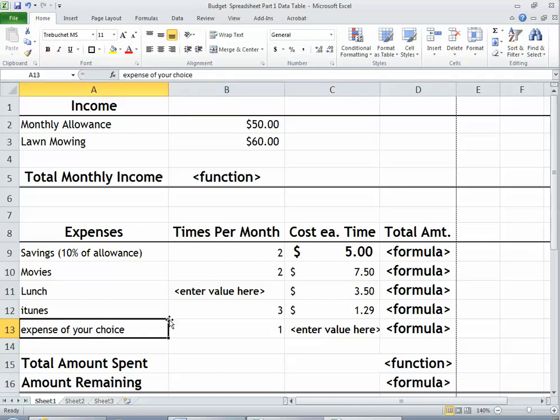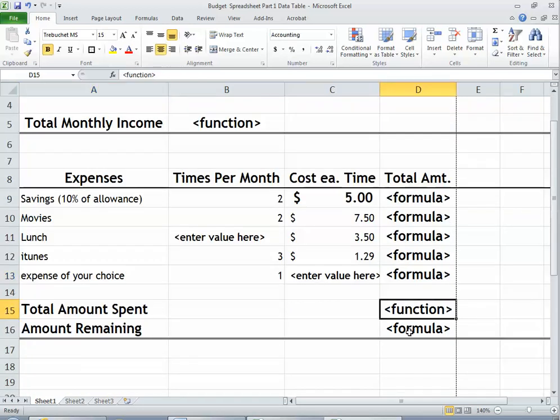You need to come up with something else you would spend money on per month, whatever your particular hobby happens to be. And then you start coming down here, and like total amount spent, that's just adding together all the things you spent. That's a simple formula to add together this string of numbers.